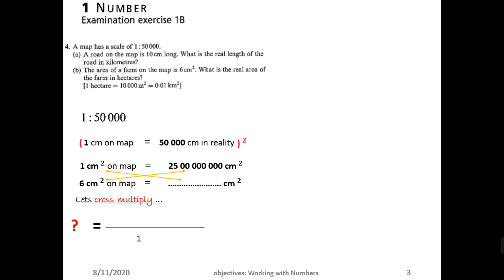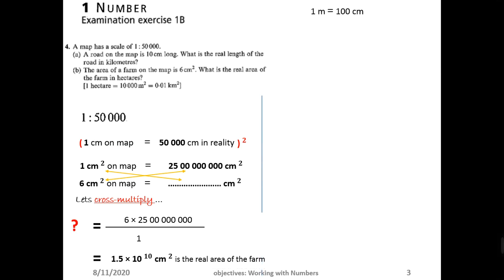The other two numbers, which are 6 and the 25 times 10 to the power of 8, they go up multiplied by each other as numerators. And this will bring down our answer in standard form as 1.5 times 10 to the power of 10 centimeters squared is the real area of the farm, but in centimeters squared. They asked for it in hectares.